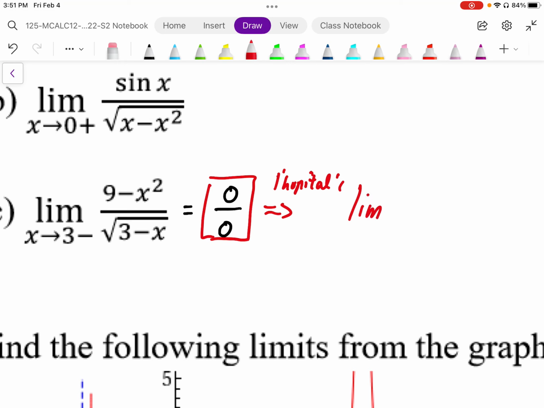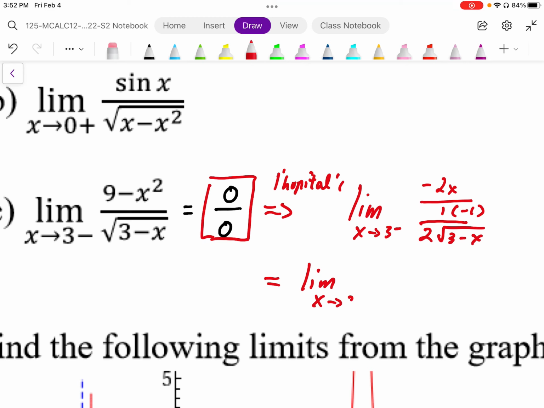So I'm going to end up with the limit as x approaches 3 from the negative side. And this ends up being negative 2x in the numerator. And then in the denominator, I get 1 over 2 root 3 minus x. I differentiate the negative x to get negative 1. Okay, so I want to simplify this expression. So I get the limit as x approaches 3 from the negative side.